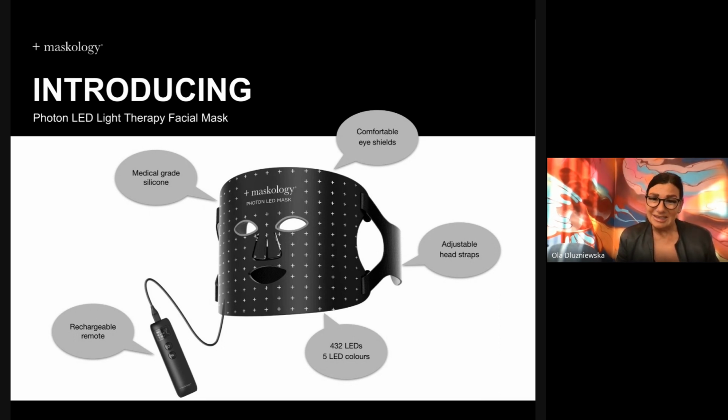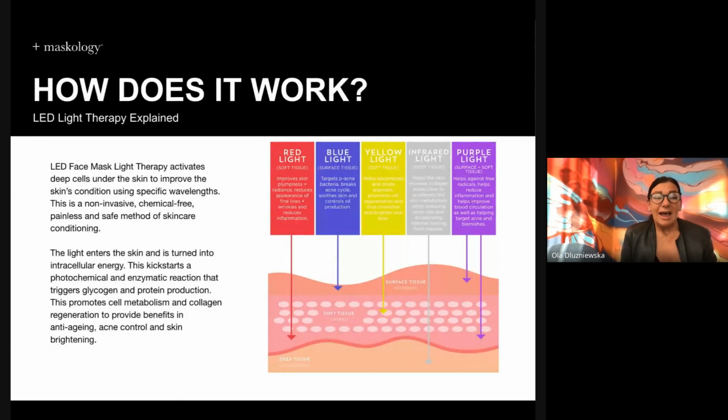Okay, next slide, please. How does light therapy work? For those of you that have not come across light therapy before, the easiest way for me to explain it is that light therapy works on a series of light waves. As you'll see from the diagram on the right-hand side, each colour works at a different wavelength, so that it will activate and stimulate something different on the surface of the skin. It's non-invasive, chemical-free, painless, and a very safe method of skincare conditioning.